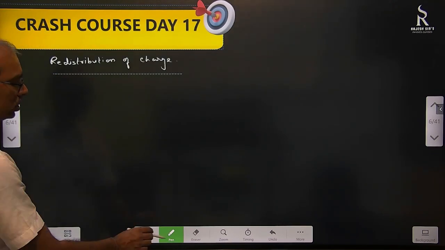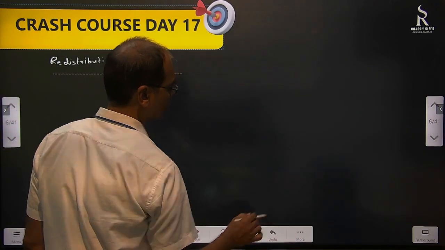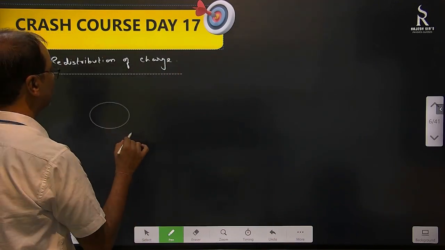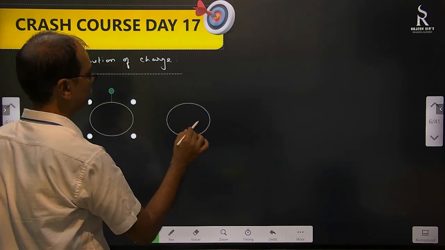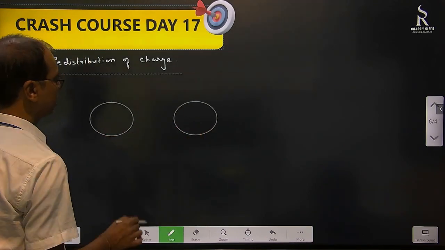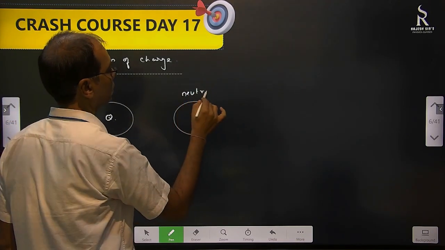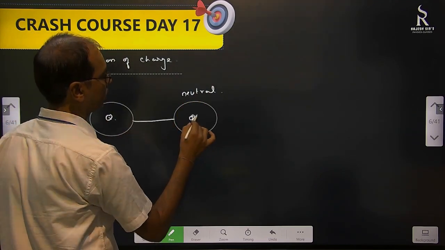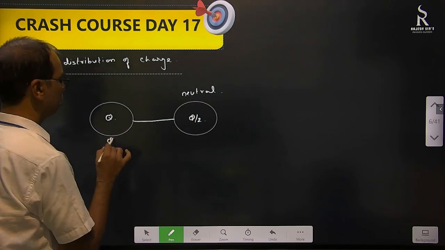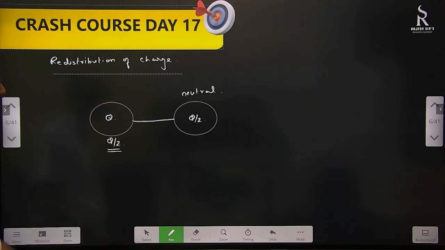Then what is the redistribution of charge? That means this is related to conduction. Now what's happening in this? As we said, if two objects are there, both having the same size, if this is Q and this is neutral, and we are connecting them, then what will happen? This will become Q by 2 and here also it will become Q by 2. If suppose we are having more than 2, then what?